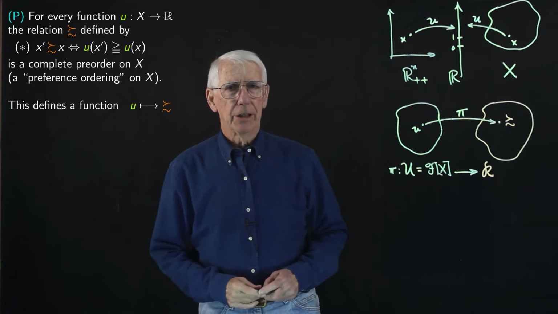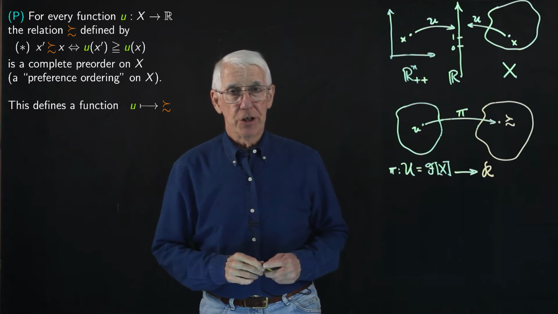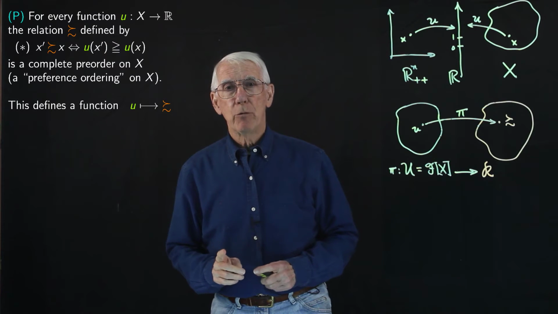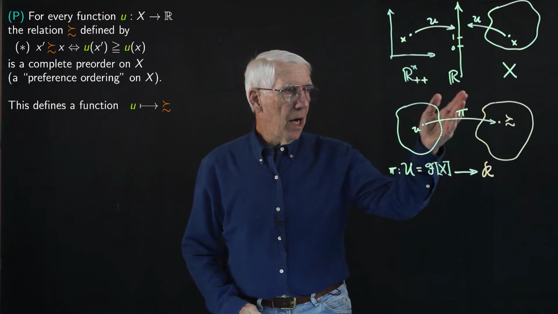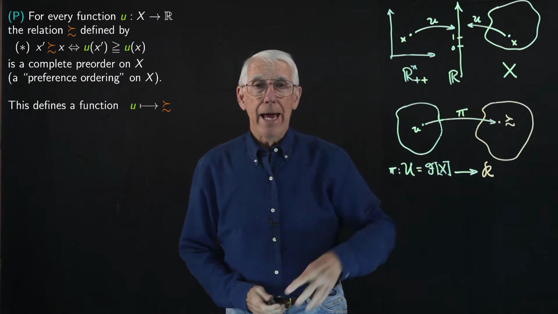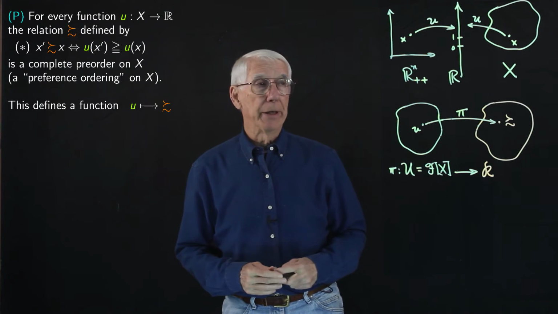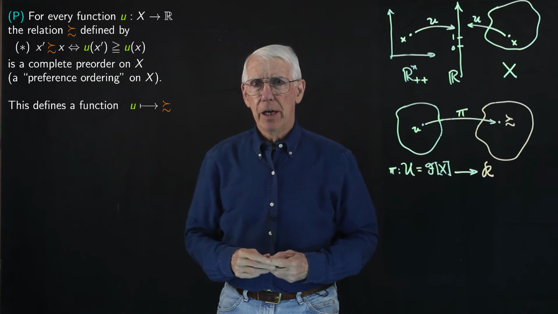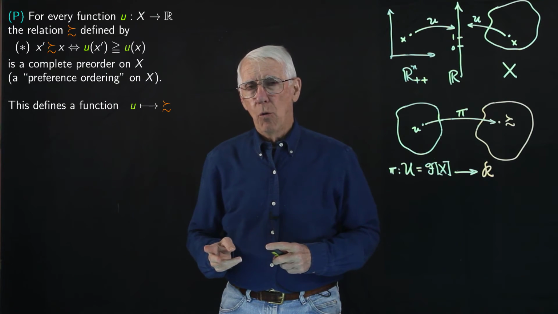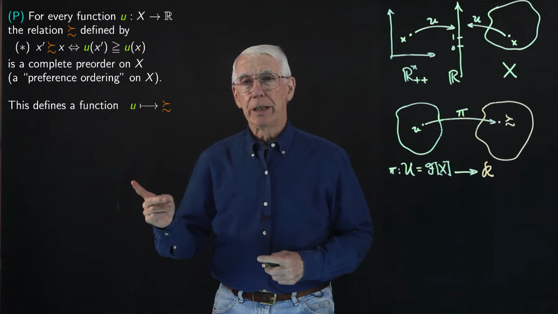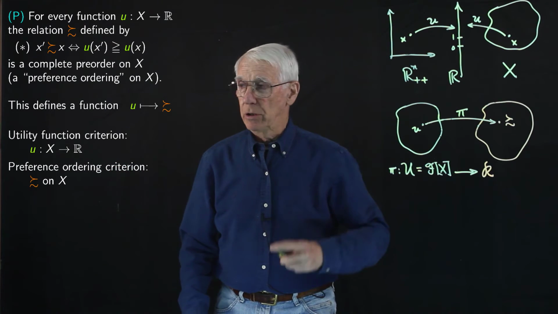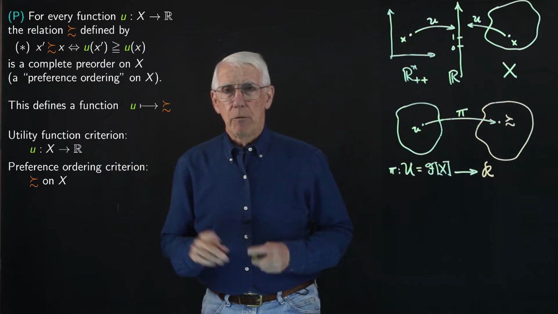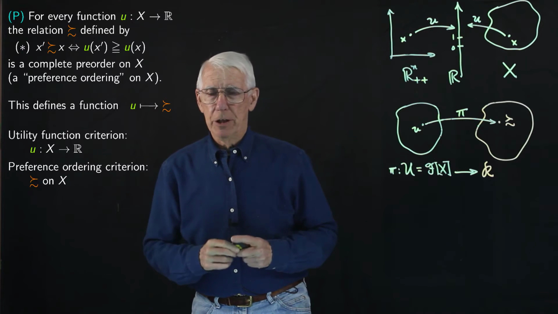So one implication of assuming that a decision maker uses a utility function to evaluate alternatives is that then there will be an associated preference ordering that is also a criterion that could be used to evaluate alternatives. And because of this star condition, we won't be able to tell whether the decision maker is actually using the utility function to evaluate the alternatives or is using the preference ordering criterion. We'll come back to that in a few moments.